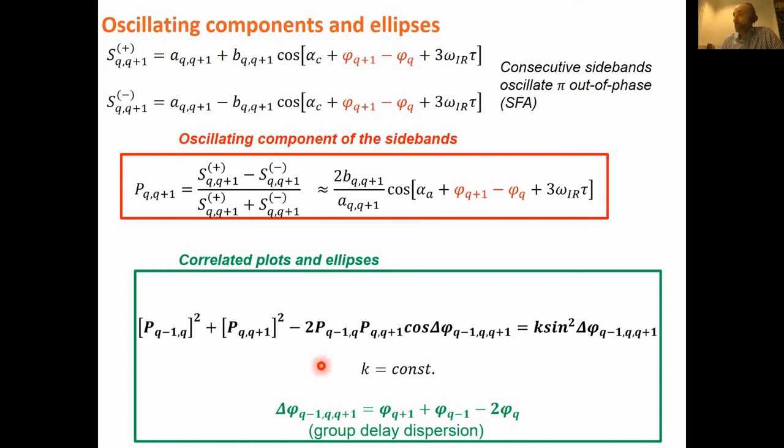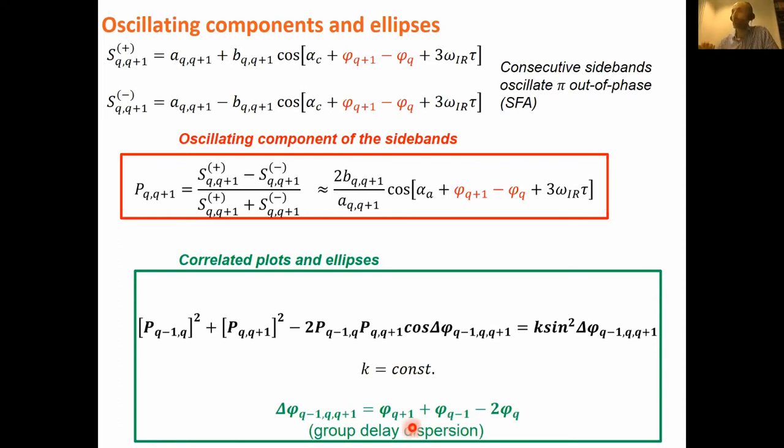I will show you in the experimental data this correlation plot, where we plot the oscillating components of the sidebands between the harmonics Q and Q plus one together with the oscillating components of the sideband between two other harmonics. It's very straightforward to demonstrate that in general this correlation plot is represented by an ellipse. The shape of the ellipse depends on this phase difference, which is nothing else than the phase difference of the harmonics. In terms of optics, this phase difference is proportional to the group delay dispersion of the three harmonics Q minus 1, Q, and Q plus 1.